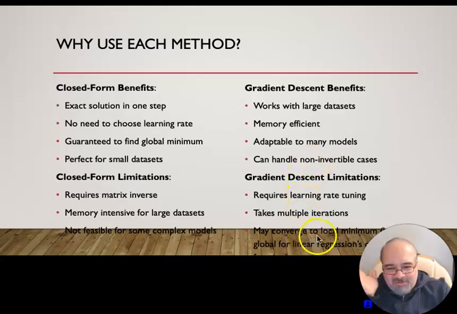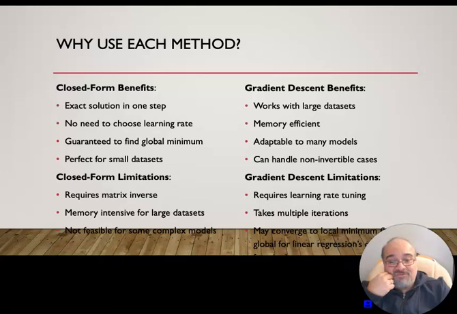One of the things I should point out over here, and it's kind of hard to read: this says may converge to local minimum, but global for linear regression, convex cost function. That got cut off, so I apologize for that; in the PDF it'll hopefully be better. The statement may converge to local minimum for gradient descent is technically true in general, but for linear regression specifically, the cost function is convex, so there's only one minimum, the global minimum, right? Thus, for linear regression with MSE loss, both methods will find the same solution because the problem is convex.